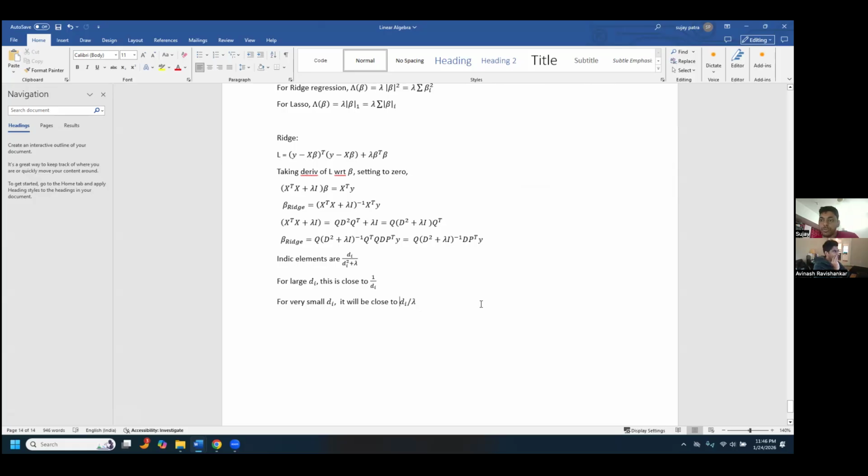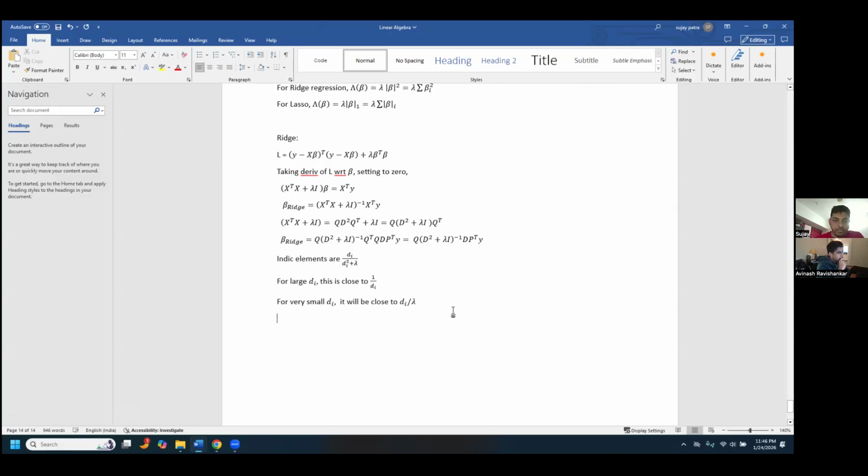So if di is small, then this quantity will also be small. If di is large, 1 over di is small. And if di is small, then this quantity is small. That means on either side I have kept the quantity small, and my variance will be small. This is the magic. So the di over di squared plus lambda is what is changing things.